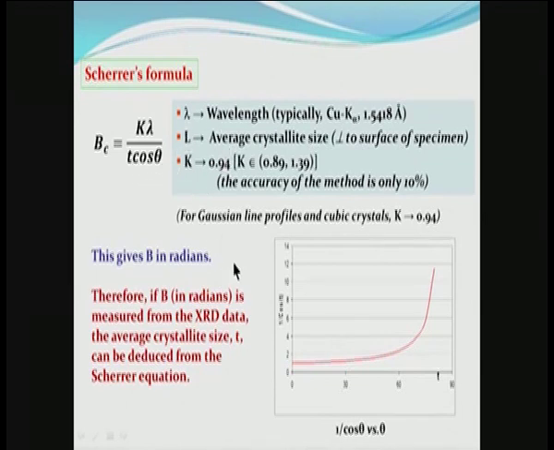Now, what is shown in this graph, look at this equation again. B of C is proportional to 1 over cosine theta. Therefore, if we plot 1 over cosine theta versus theta, you see this sharp increase as theta approaches 90, and therefore, in general we should be in this region where theta is relatively small and there is no sharp increase in 1 over cosine theta as shown here.